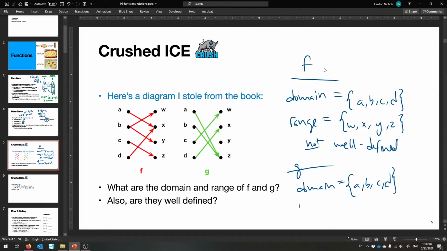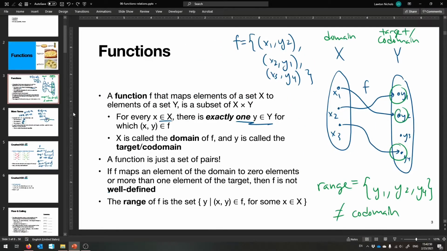And then the range is all the things that have an arrow going to them. So it's only three things this time. You see that? W, X, and Z. And now the question is, is this well defined? So, are all of these being taken to exactly one place? And the answer is yes. The answer is yes. So, it is in fact well defined. Weird, huh? So that is the idea. It is well defined.